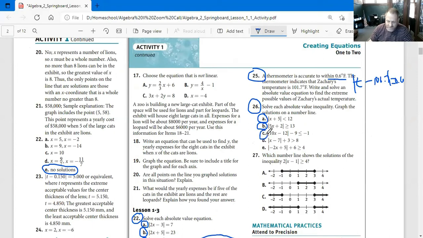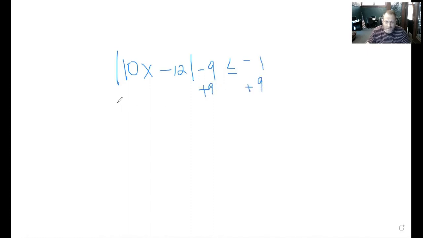All right, so let's take a look at C. Absolute value 10x minus 12 minus 9 is less than or equal to negative 1. Let's get rid of that 9 and start working toward our centerpiece. So the absolute value of 10x minus 12 is less than or equal to 8.